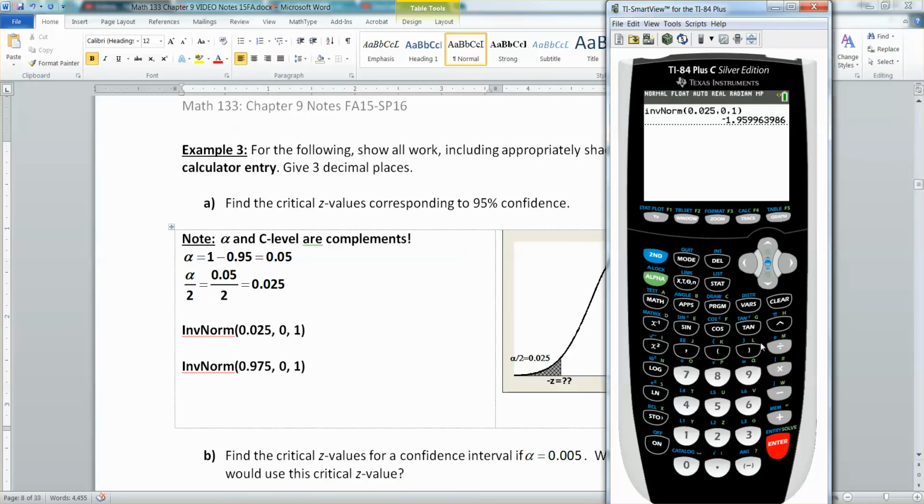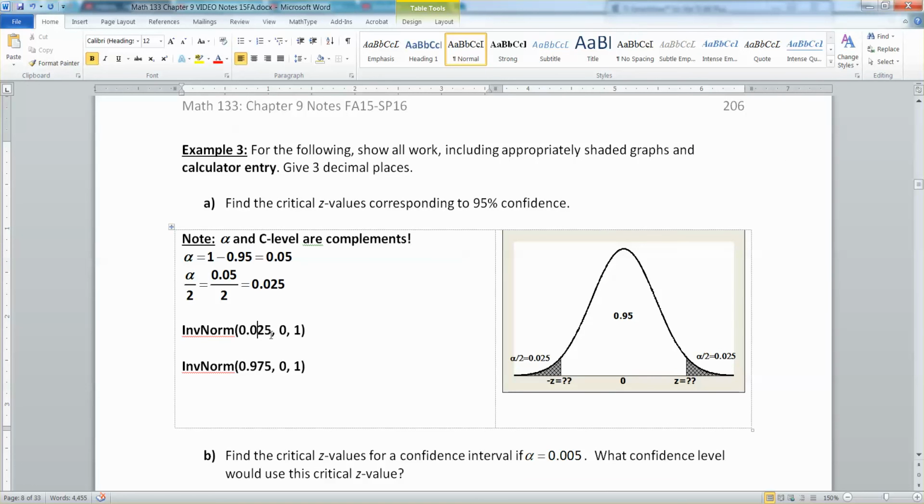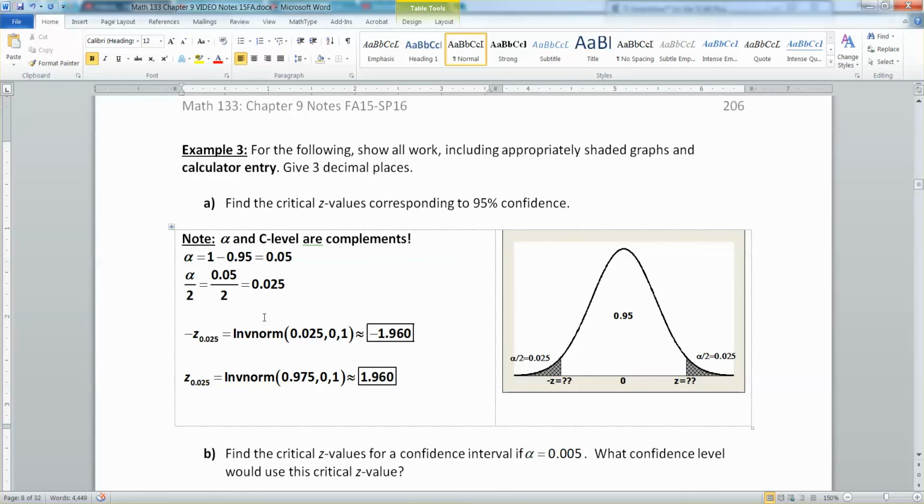Let me show you the other one. If I did it again, inverse norm, but instead of using 0.025, I use 0.975, just like I said. That's the other one, right? And do you have to show both of them? No, you don't. You just have to be able to find one of them. Whichever one you find is totally fine. Find the left-hand one, find the right-hand one, it doesn't make any difference. And then I just labeled the two of them there so you guys could see it. So negative z.025 is negative 1.96, and positive z.025 is positive 1.96.